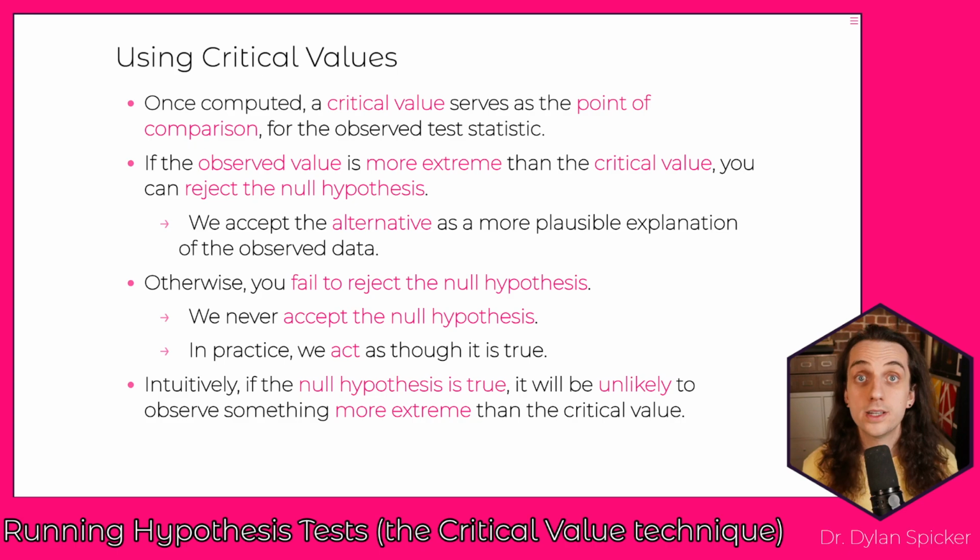Okay. Now, intuitively, what we're thinking about is that if the null hypothesis is true, it's going to be very unlikely for us to observe something more extreme than the critical value. The probability that we observe something more extreme than the critical value, if the null hypothesis is actually true, is going to be alpha, right? So we've set up the critical values in such a way that there's alpha probability of observing something outside of the critical value range, assuming that the null hypothesis is true. And so because of that, if we observe something that is more extreme, then that's saying the null hypothesis does not look particularly true.